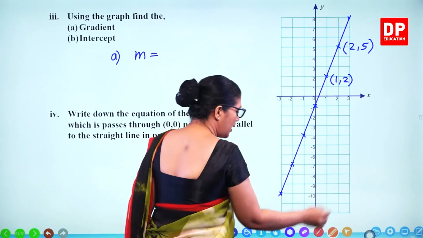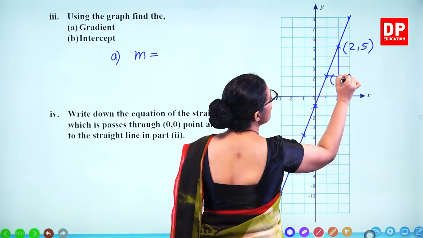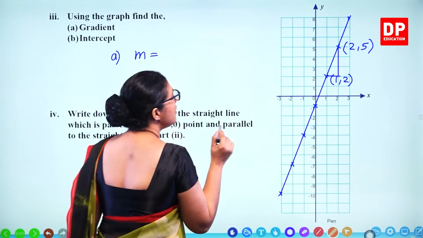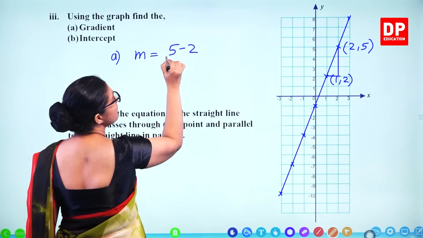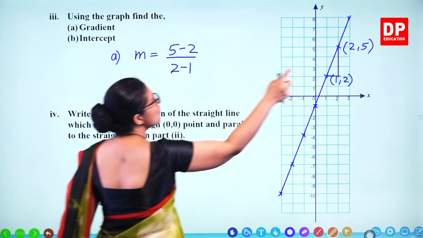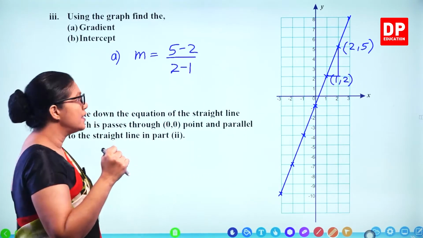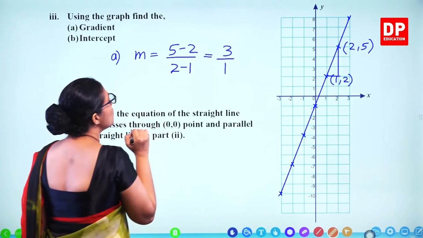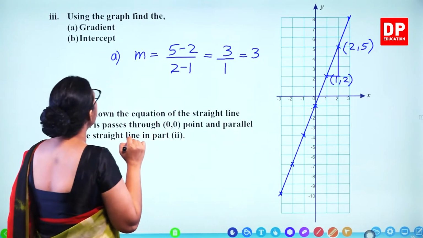So what's the gradient? We use m as the gradient, the difference between y values. When you connect it with the ruler, you get a triangle. So you take the y difference, divide by the x difference. So 5 minus 2 over 2 minus 1. You have to take this one first, you can't change the order. So 5 minus 2 is 3, 2 minus 1 is 1. So m equals 3. That's the gradient.